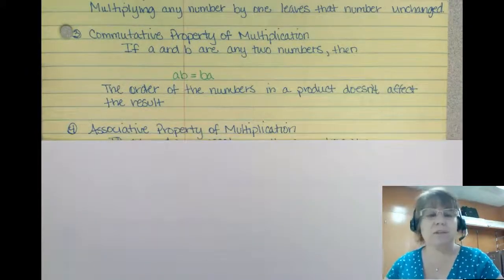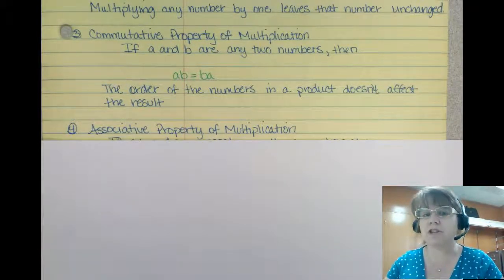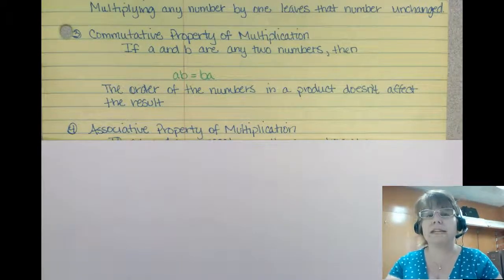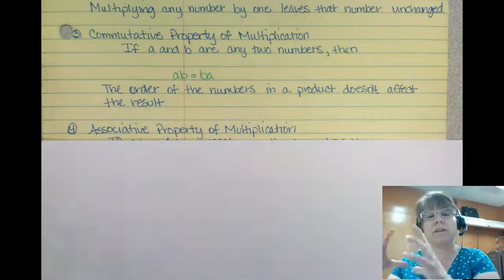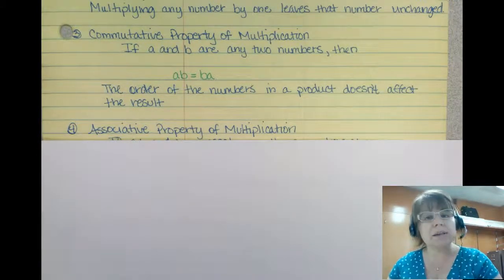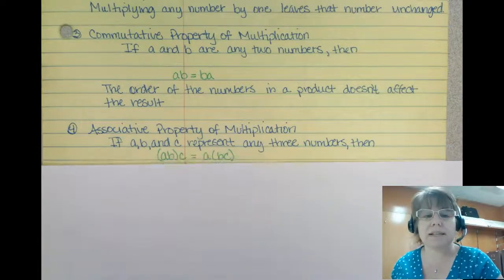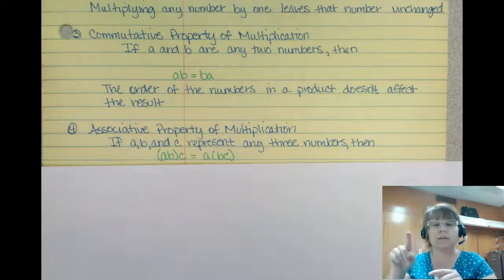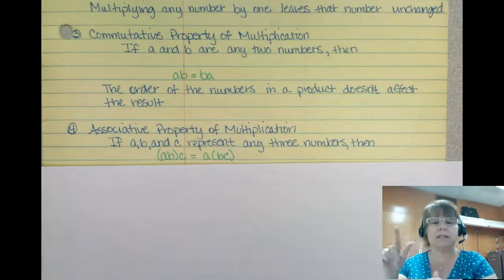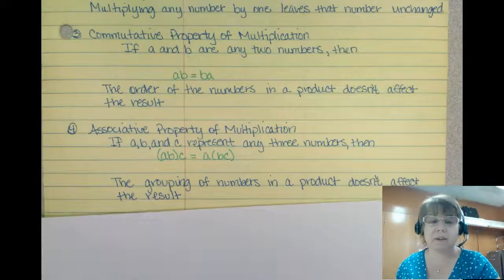The fourth property of multiplication is the associative property. Remember how we had the associative property of addition, where if we grouped it a certain way, the quantity A plus B then plus C equals A plus the quantity B plus C. Same idea, but with multiplication. So if A, B, and C represent any three numbers, then the quantity AB times C equals A times the quantity B times C. So the grouping of the numbers in the product does not affect the result.